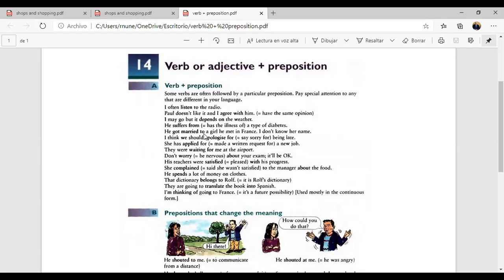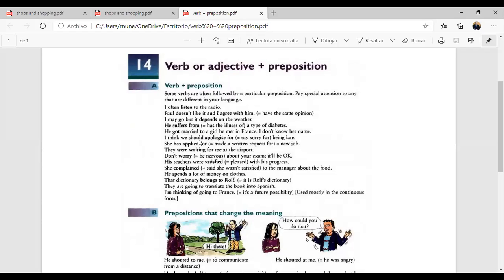Then he got married to a girl. Se casó con. Fíjese usted, como cambia la preposición. En español decimos, él se casó con. Y en inglés se dice, él se casó a una, no sé, como la traducción es con, pero se usa la preposición to. He got married to a girl he met in France. I don't know her name.